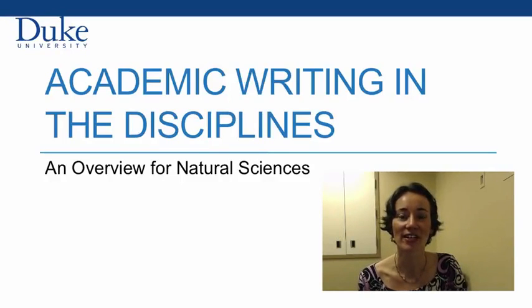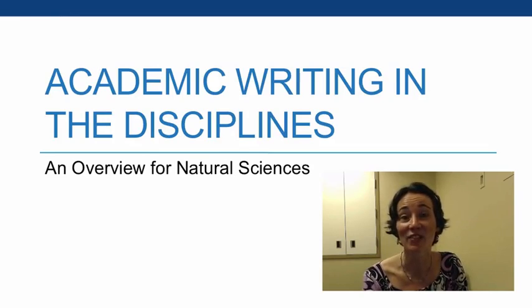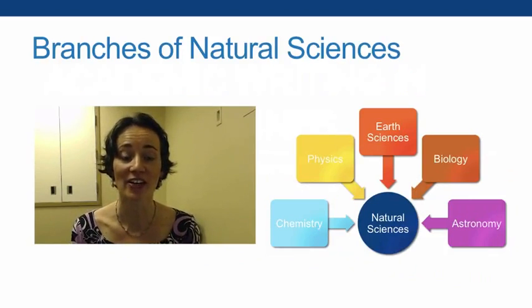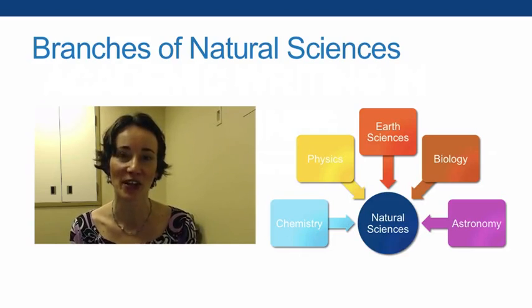I'm a lecturer and director of undergraduate studies in the Nicholas School of the Environment at Duke University, and I'll be your natural sciences disciplinary consultant. In this first video, I'll talk to you a little bit about what we mean when we say academic writing in the natural sciences. Typically, we define the natural sciences according to its 5 major branches, which, as you see here, are chemistry, physics, earth sciences, biology, and astronomy.